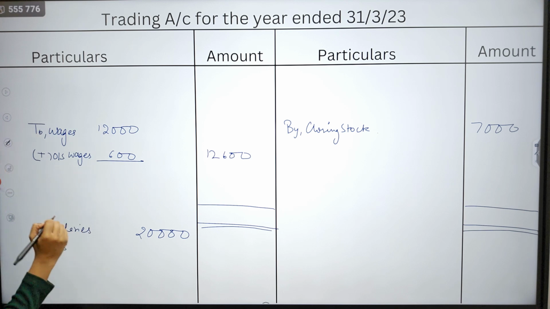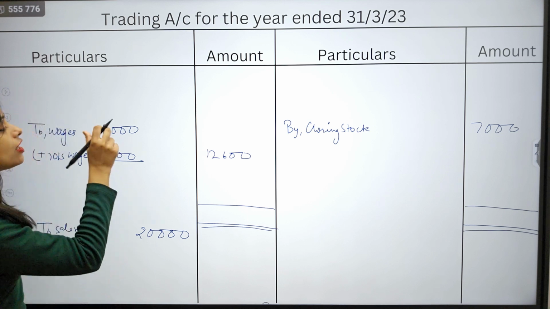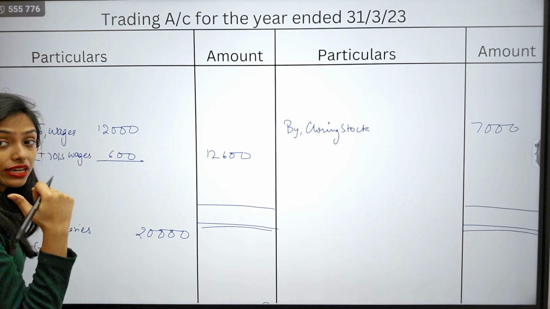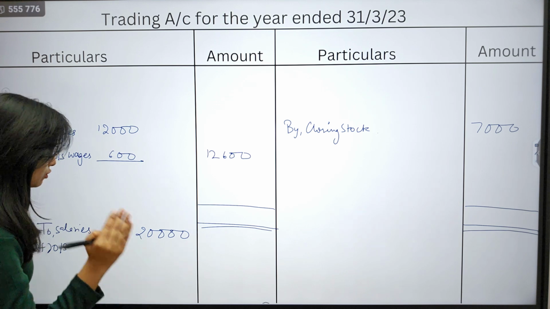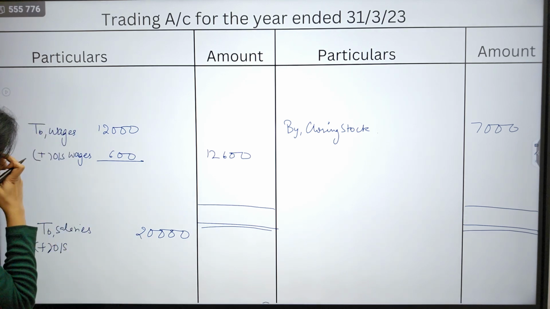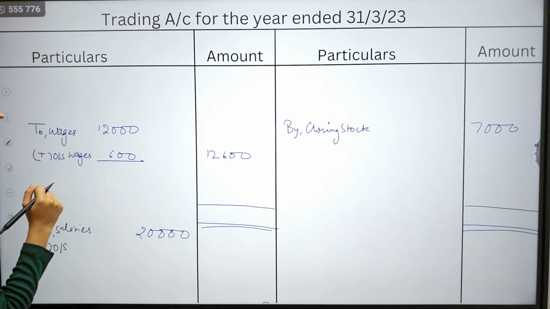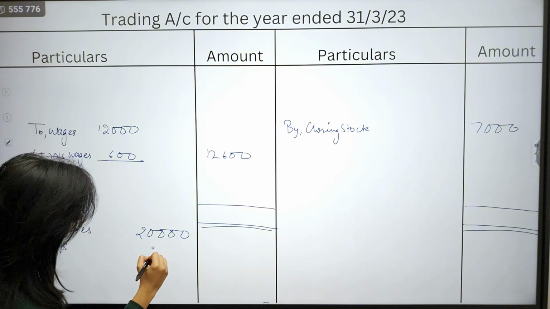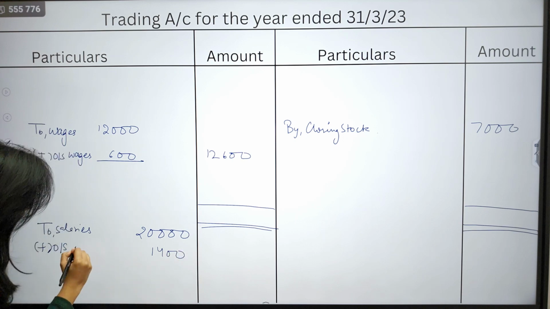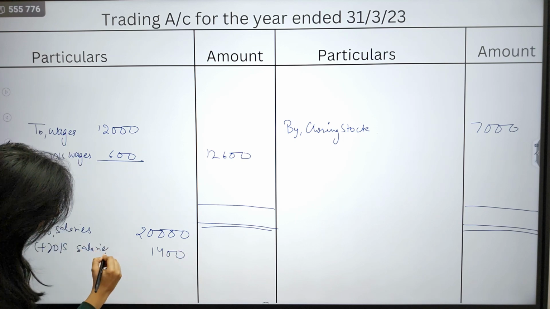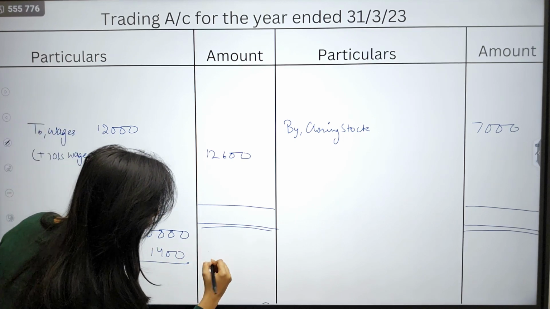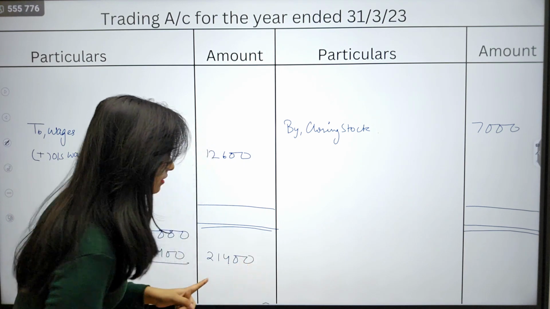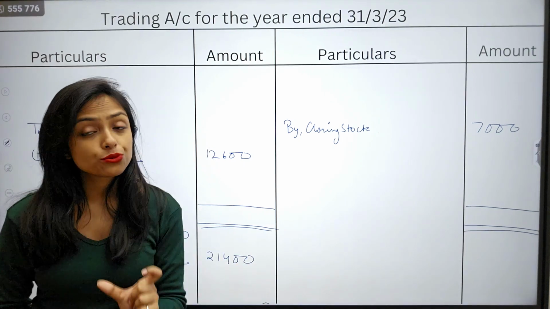So I will add the outstanding salaries, just like I added outstanding wages to the wages that I had given in this year. I would similarly add outstanding salaries to the salaries that I have given this year. So it is 1400 rupees. I will add 1400 here, outstanding salaries. This will become 21,400. This is my final amount according to the accrual concept.